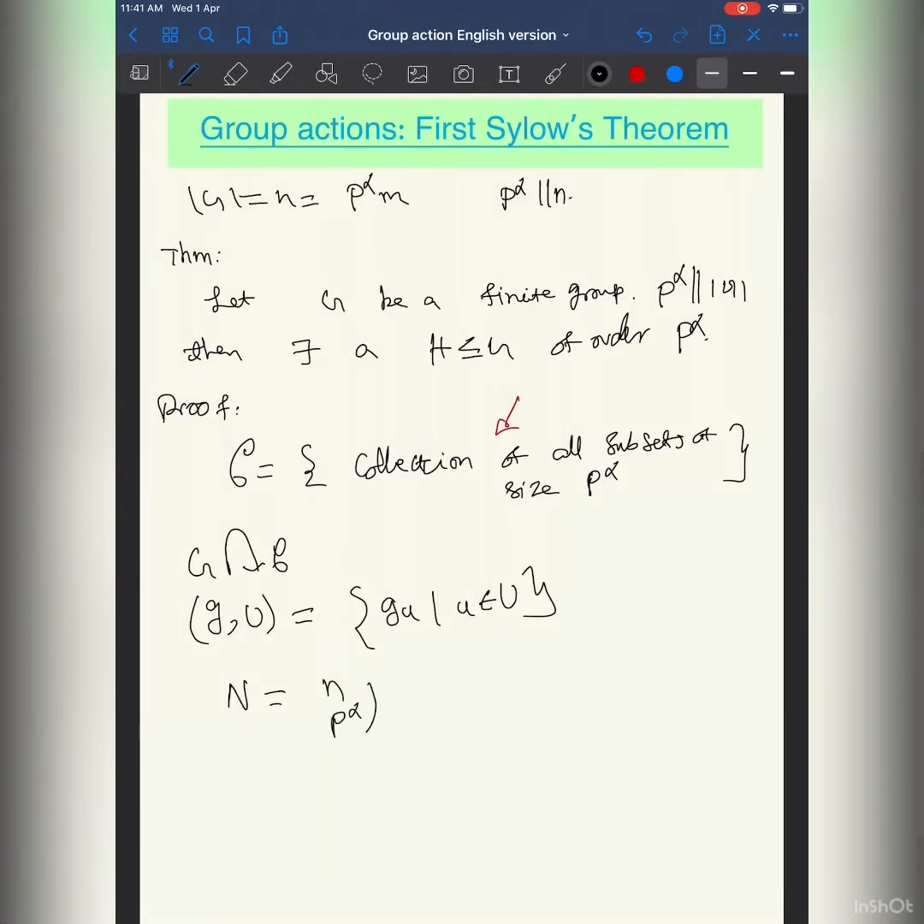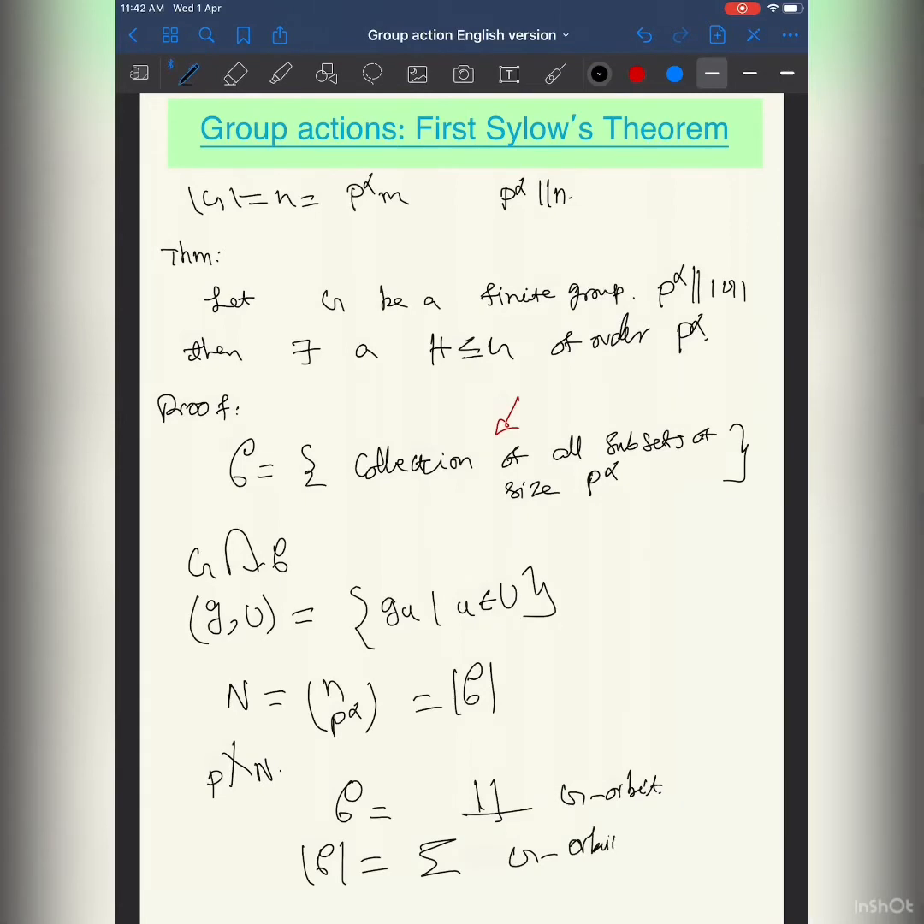What is n? It is n choose p power alpha, the size of this collection. And we have seen in the preparation video that p does not divide n. This is a very big part here. Whenever we have a group action, we can split the set into G orbits, so the order of the set equals the summation of the orbit sizes. This is finite because it is contained in the power set of G, whose order is 2 power order of G.